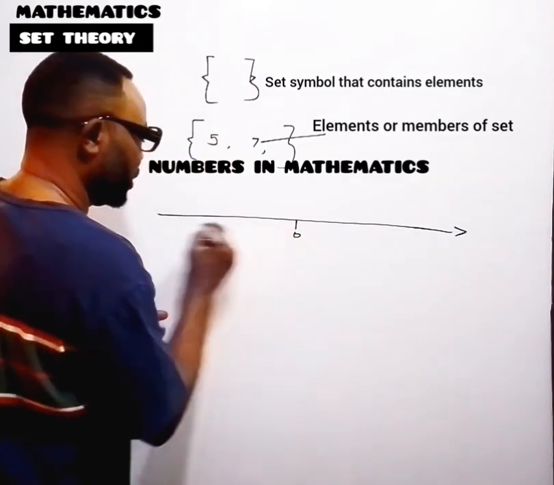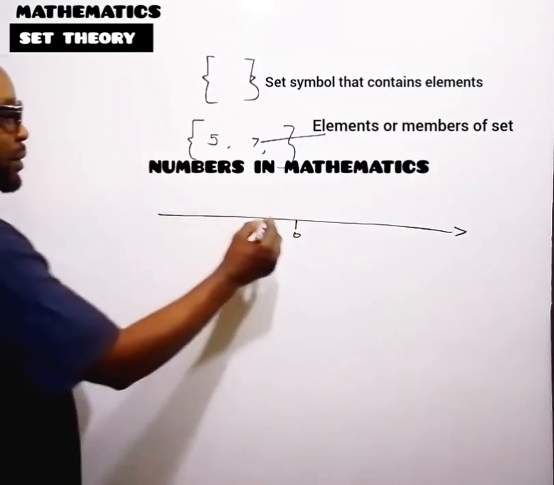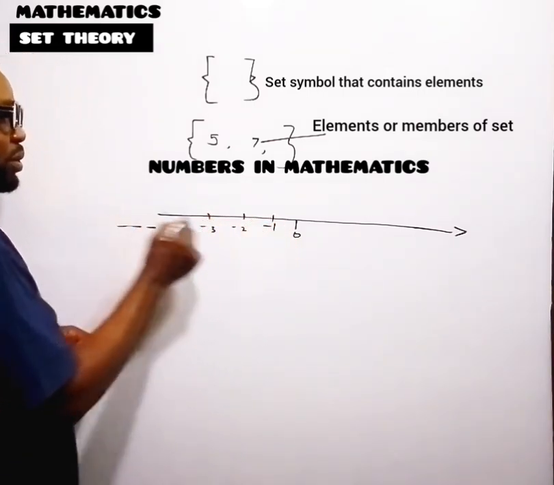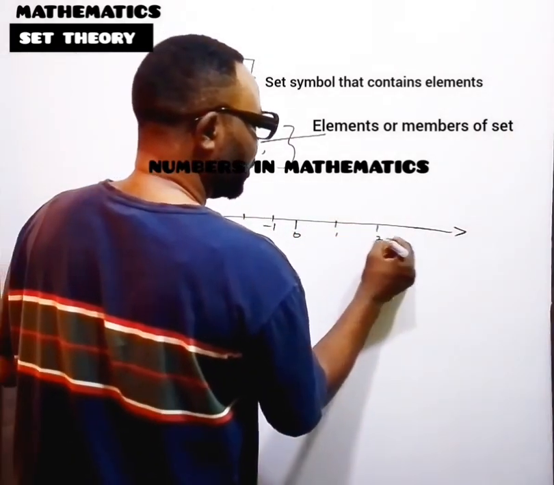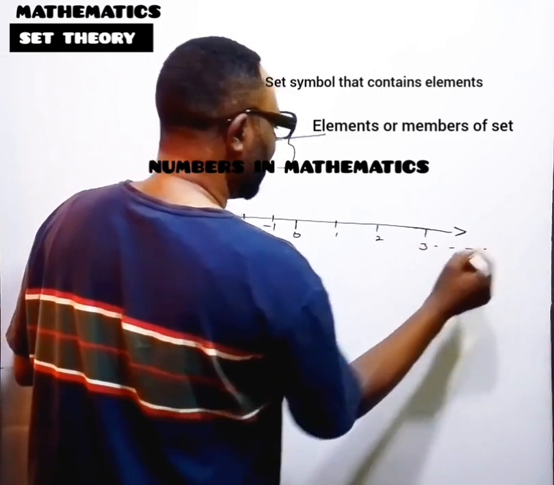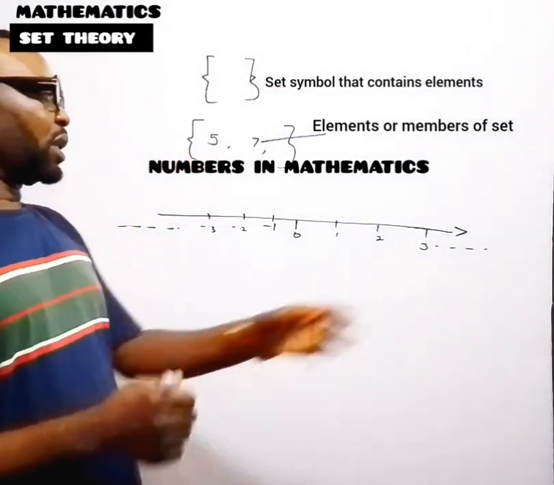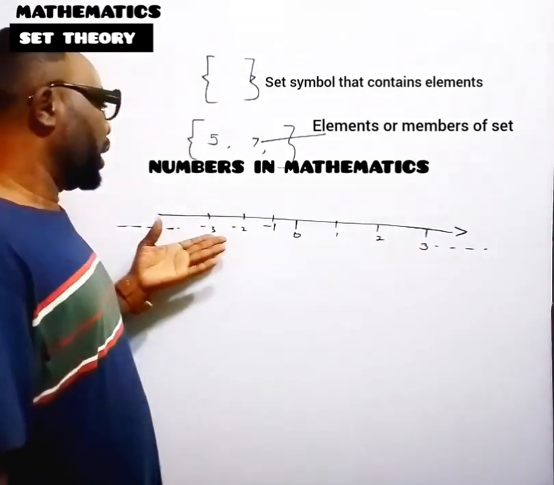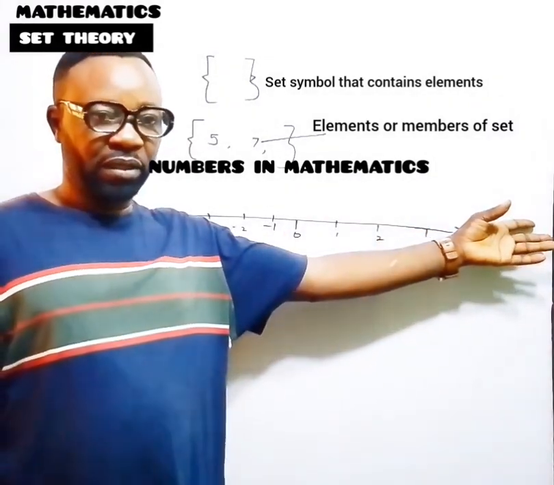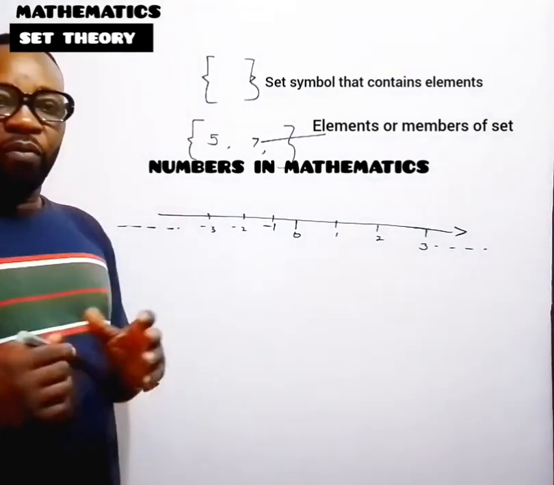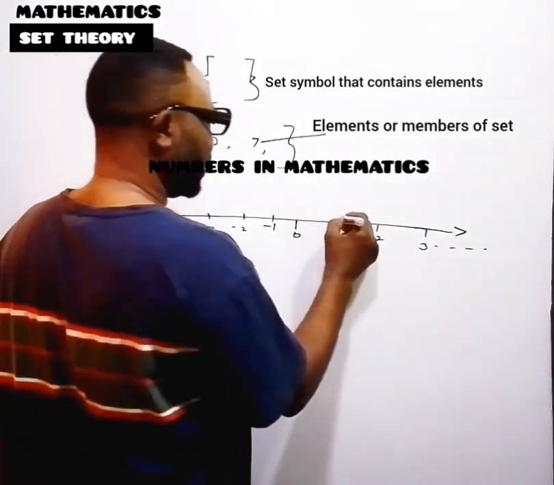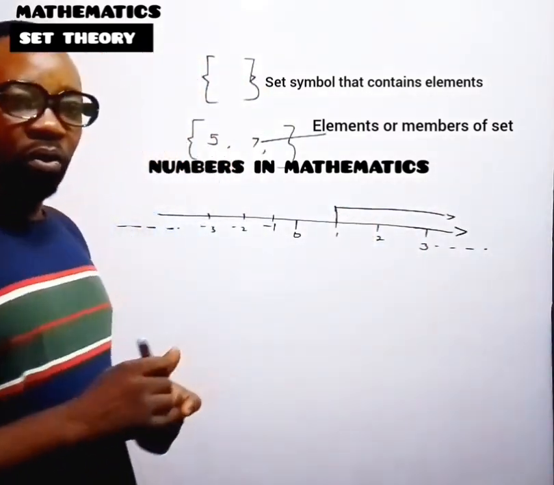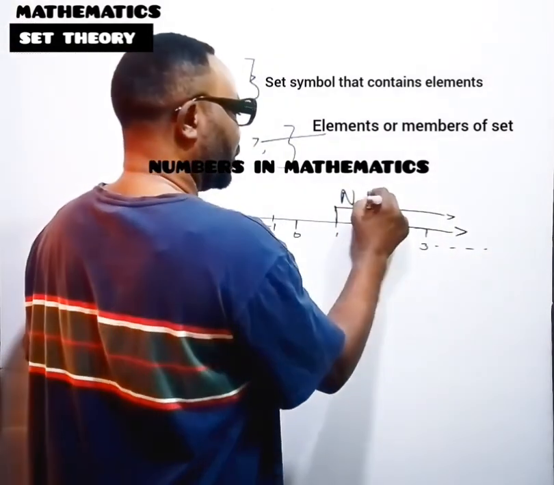This is 0. The negative values will be here: -1, -2, -3, and it goes on like that. This is 1, 2, 3, and it also goes on like that. This arrow shows that these values are increasing towards the right-hand side. Now, for me to place my numbers, I'm going to start with the natural numbers. These are called natural numbers, numbers that are whole numbers.